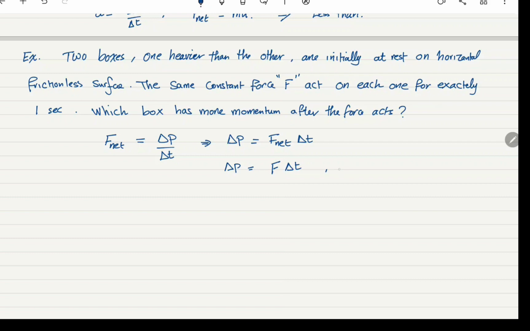So to answer this one, the change in momentum will be the same for both boxes. Both will have the same change in momentum.